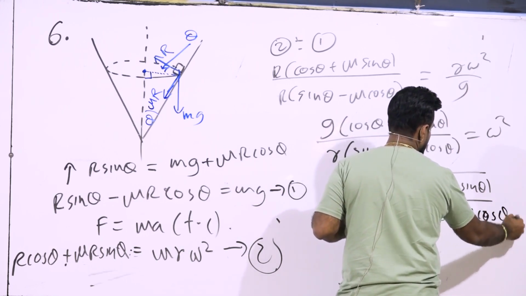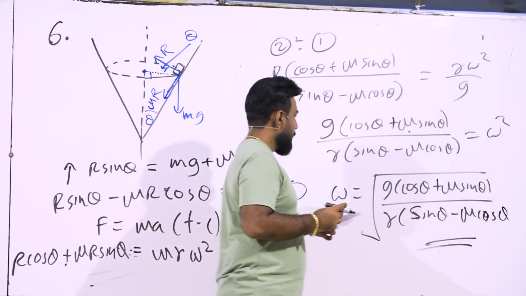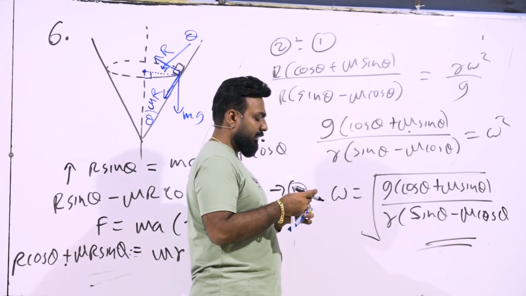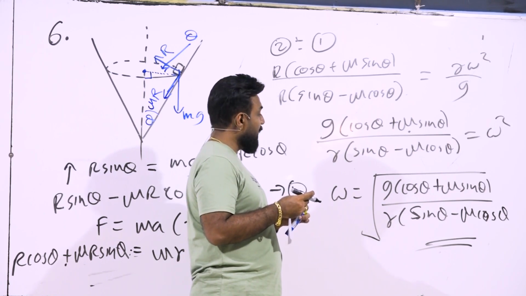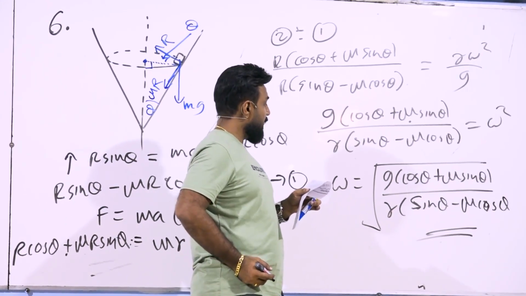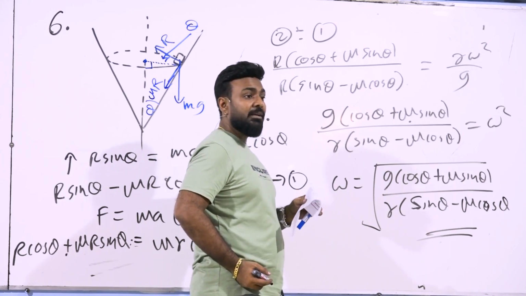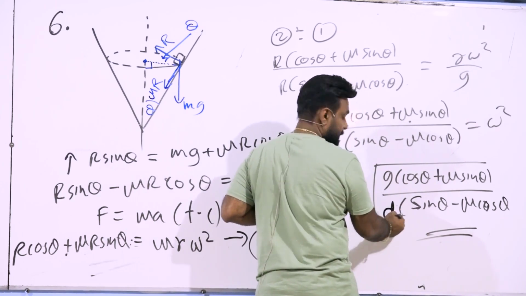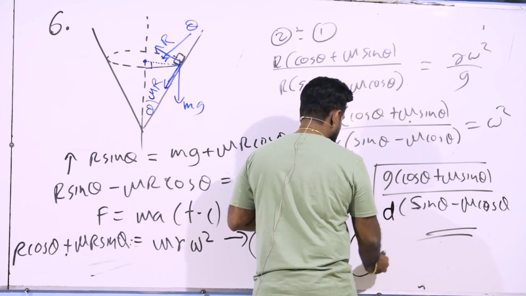What is the answer number? Cos theta plus mu sin theta. Answer number 1, right? What is the answer number? Third answer. Instead of R, it's given as D, right? Third answer.